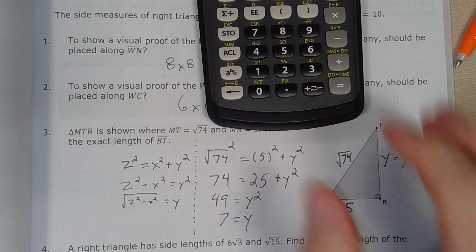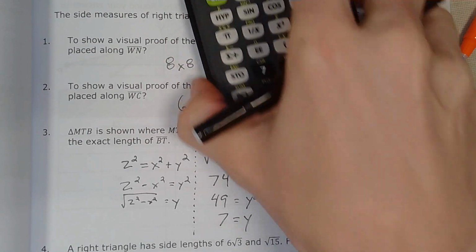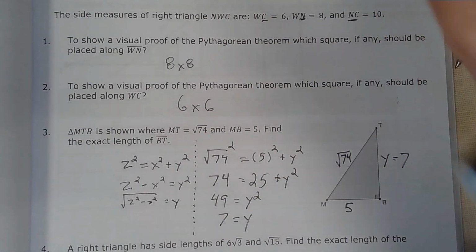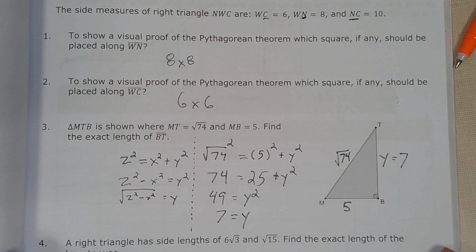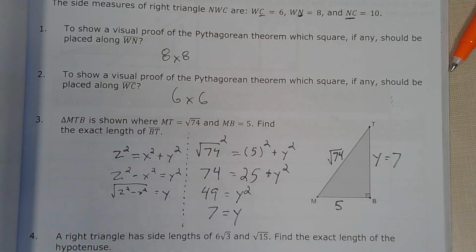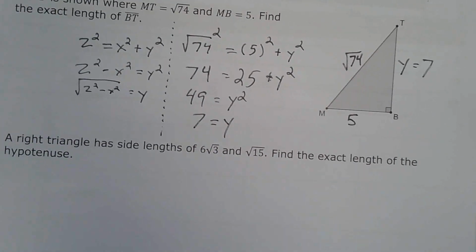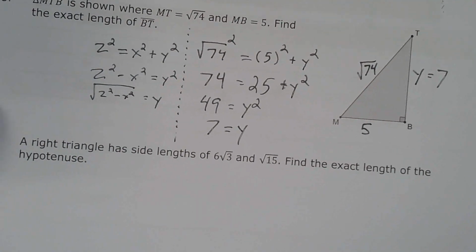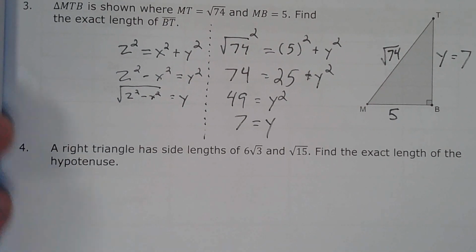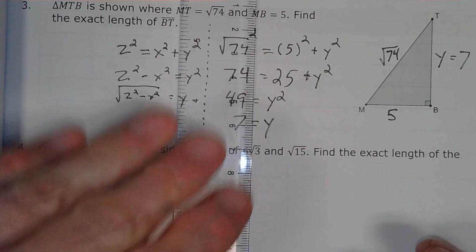So that's how you do that one. Let's go on to the next one here. Hopefully I don't get disconnected moving this thing over. A right triangle has the side lengths. Let's make a right triangle.